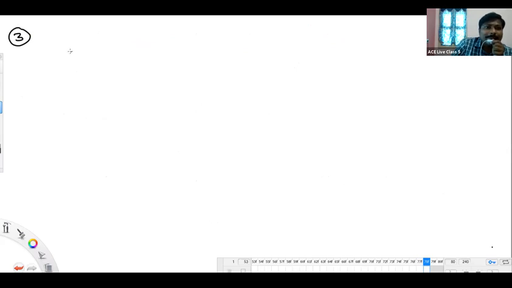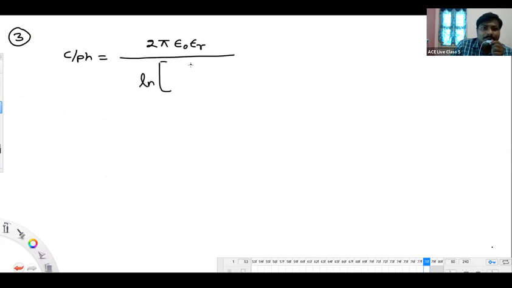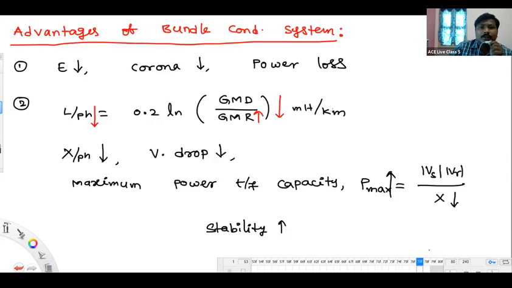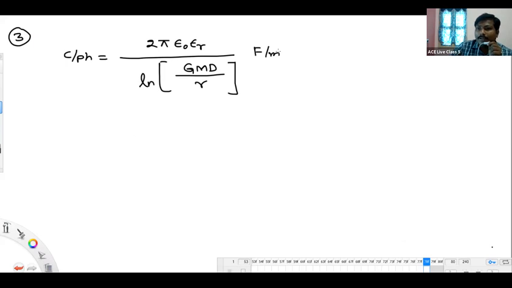So first, capacitance per phase equation: 2 pi epsilon naught epsilon r by natural logarithm of GMD by, GMR will not come here. It will simply be the radius of the conductor. This is in farad per meter, and moreover this is for three-phase single conductor system only. Means if you have only one conductor in each phase, that conductor radius we are going to put here.